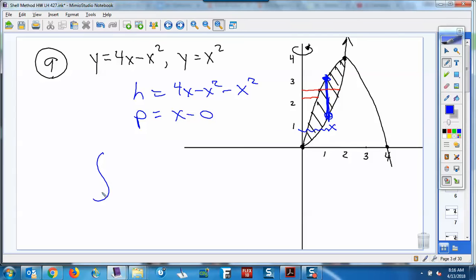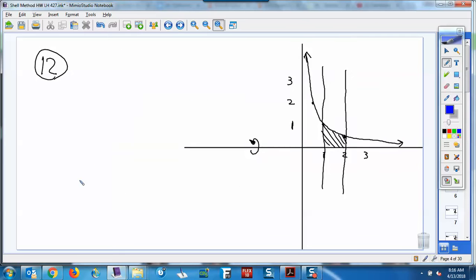So the integral would be h times p, and the strips fill the space from 0 to, what is that up there, 2? And then don't forget the 2 pi on the front. All right, revolving around the x-axis.